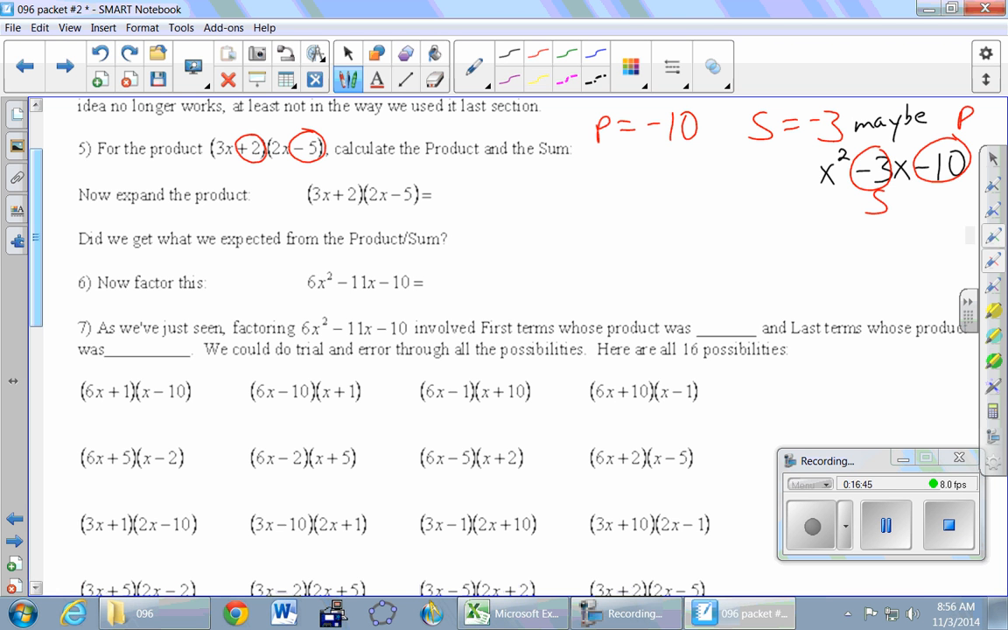Let's actually expand this thing and see what happens. So again, we're going to lobster claw here. So we multiply the first, what do we get? We get 6x squared. And then we'll do the outers, minus 15x. And the inners, plus 4x. And the last is minus 10. Six x squared minus 11x minus 10. That's right.